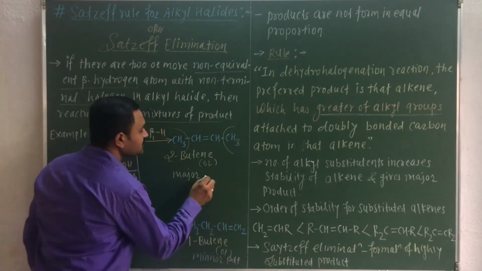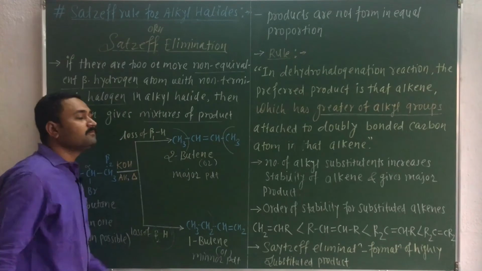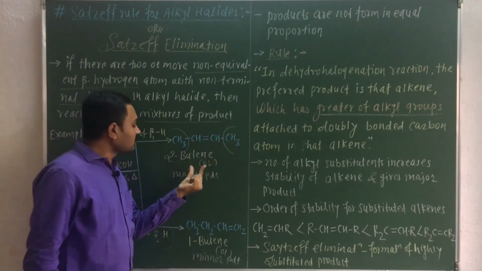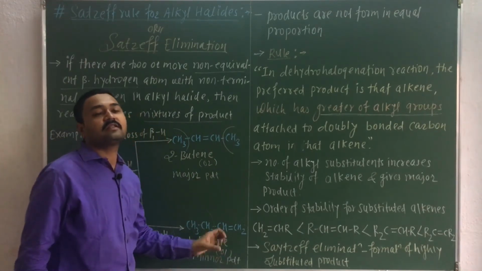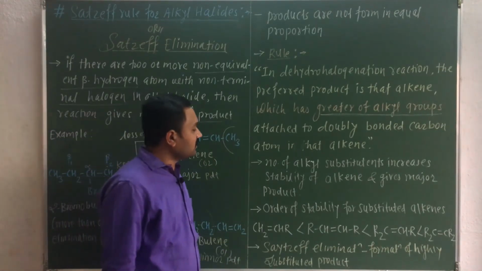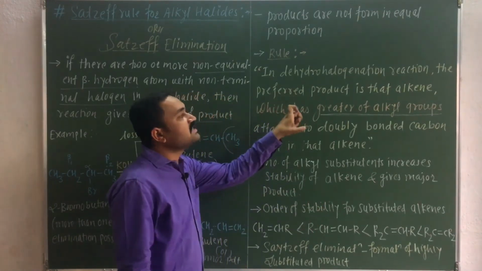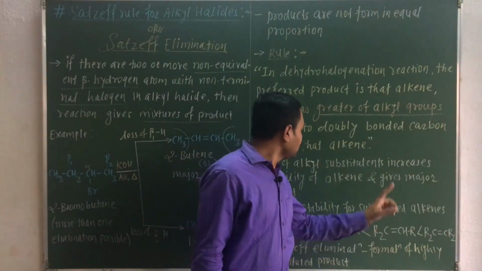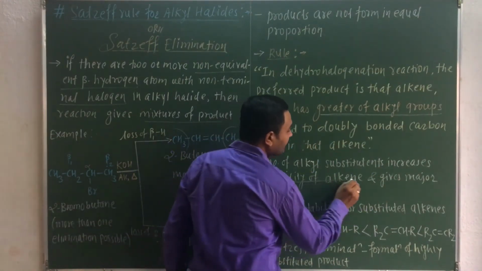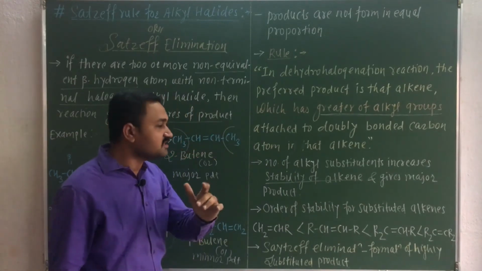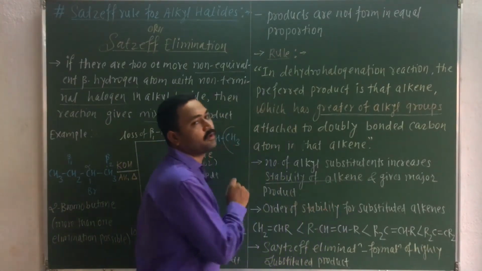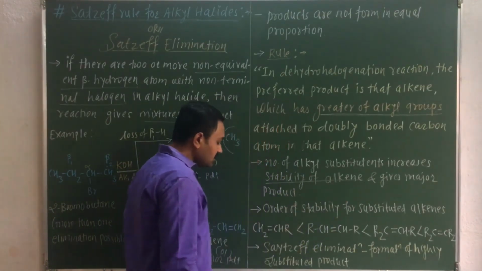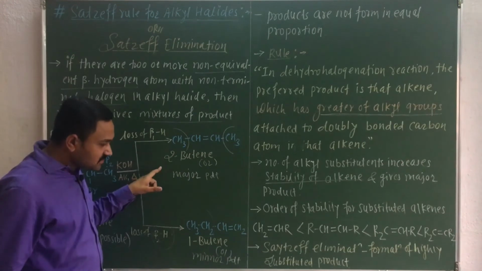Okay, so just keep this in your mind. He has given this conclusion that the more alkyl-substituted product will be the major product and the less substituted product will be the minor product. So this is about Saytzeff's rule. Again remember, as the number of alkyl substituents increases, the stability of the alkene also increases, and it gives the major product. Keep this in your mind. It gives the major product, which I have already written here. This is the major product.